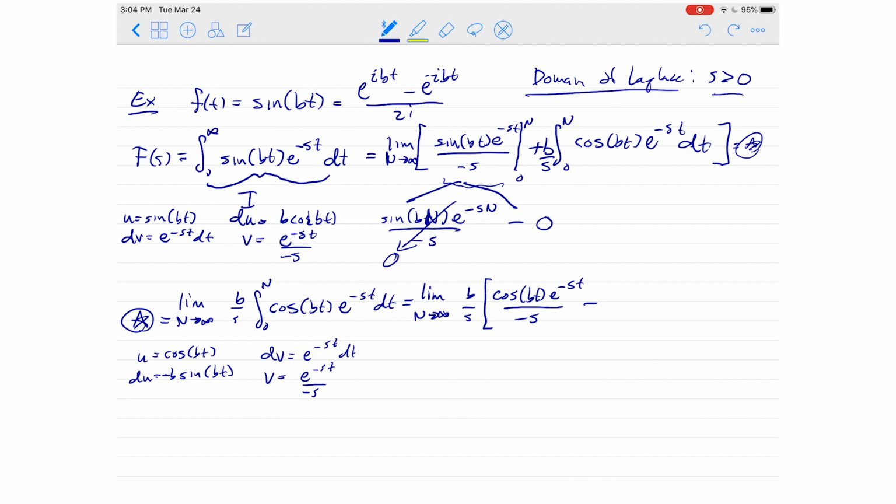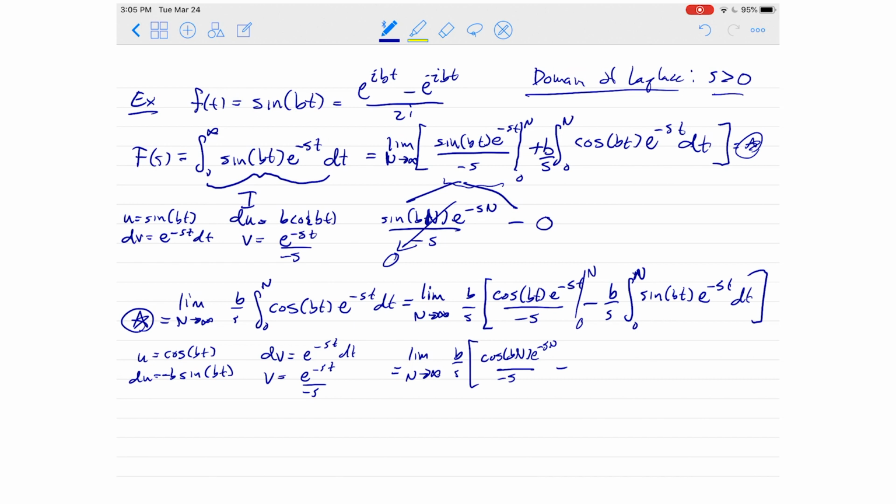We actually have two minus signs, one coming from du and one coming from v, so we'll keep that minus there. We're going to kick out another b, and we're going to kick out another s. We have the integral from 0 to n of sine of bt e to the minus st dt. Now let's get rid of this limit. We have to evaluate this piece from 0 to n. So let's go ahead and do that. Limit as n goes to infinity of b over s. This term here is going to be cosine of bn e to the minus sn divided by minus s.